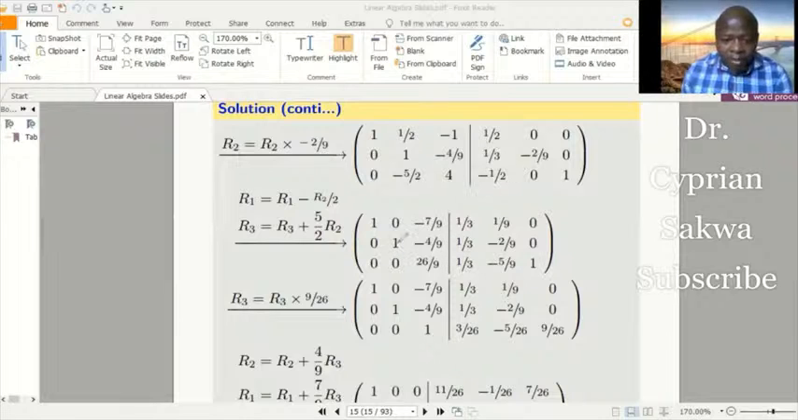Now, the next thing: we have a 1 here, we have a 1 in this position, and we require a 1 in this position. How do we get a 1 in this position? By multiplying row 3 by 9/26, the entire row 3 by 9/26. This will be 1. This will give us 3/26. This will give us -5/26. And this will give us 9/26.